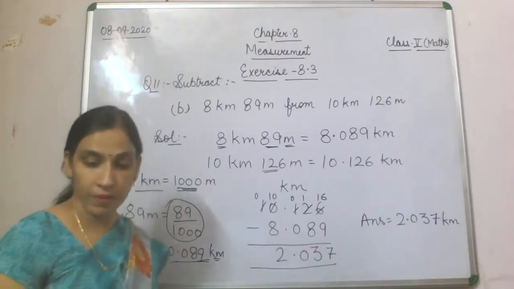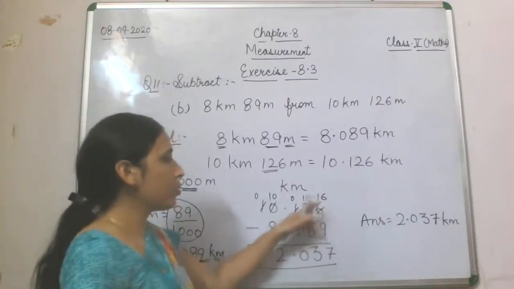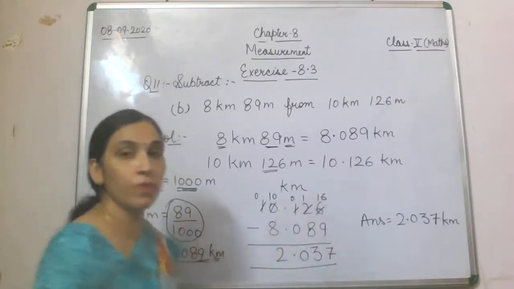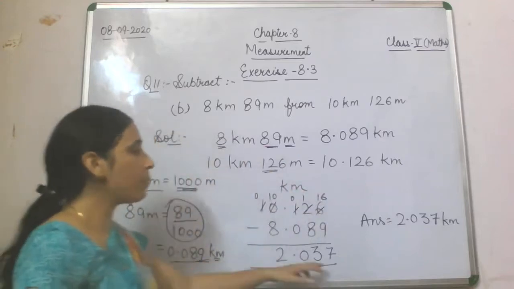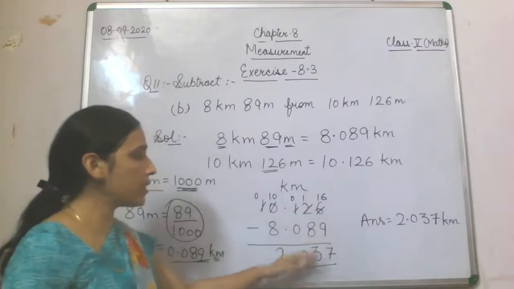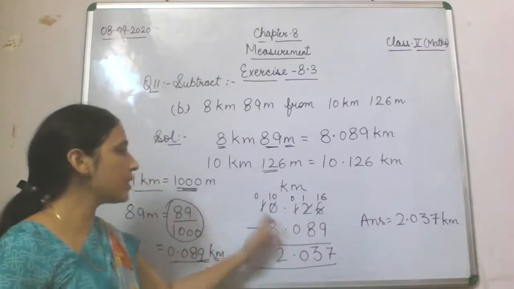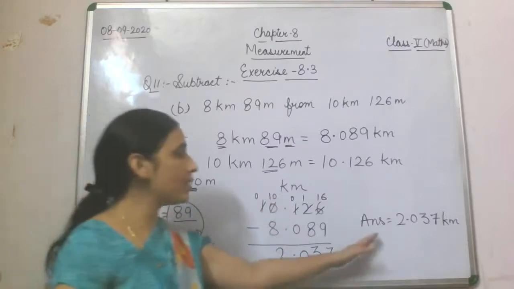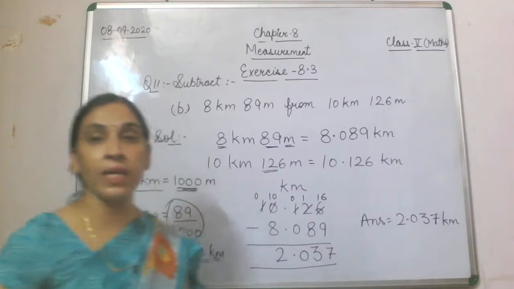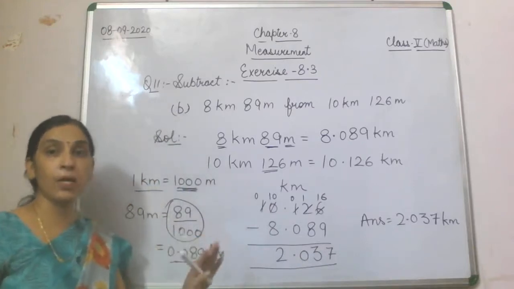8.089. Fine. So here 6 is less than 9. So what we will do? We will borrow from 2. We will be getting 16. Then 16 minus 9 you will be getting 7. Then 11 minus 8 you will be getting 3. Here 0 minus 0 you will be getting 0, and 10 minus 8 you will be getting 2. So what is the answer? 2.037 kilometer. So with this we have completed our subtraction part also.